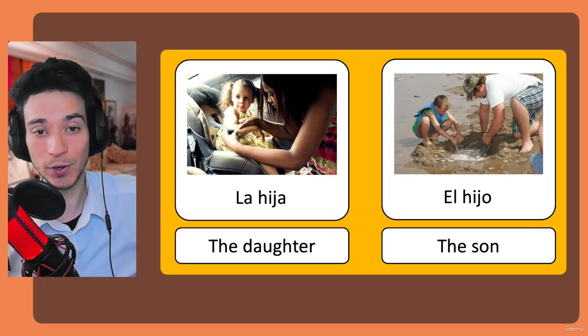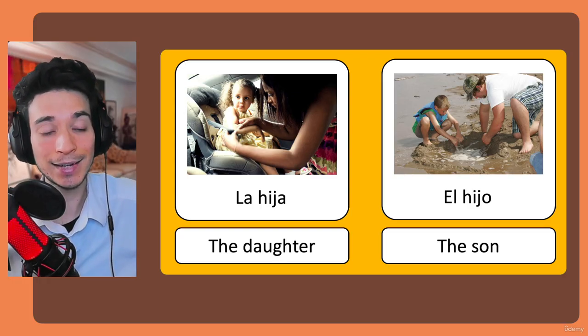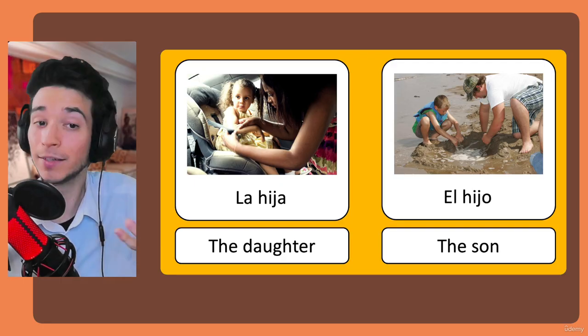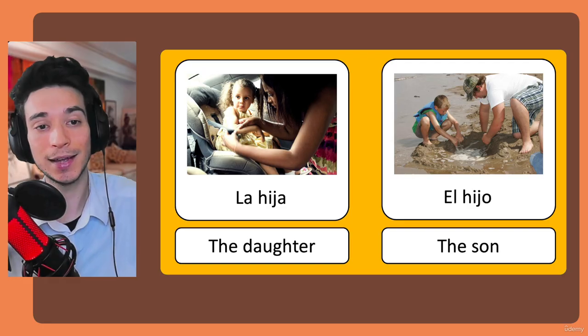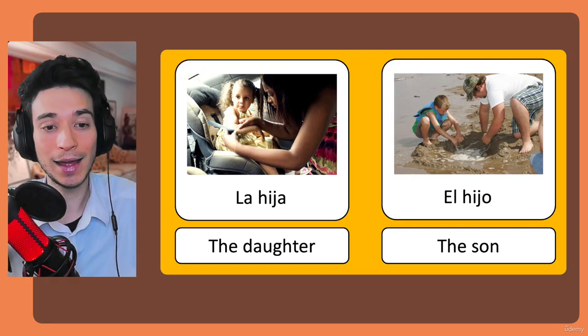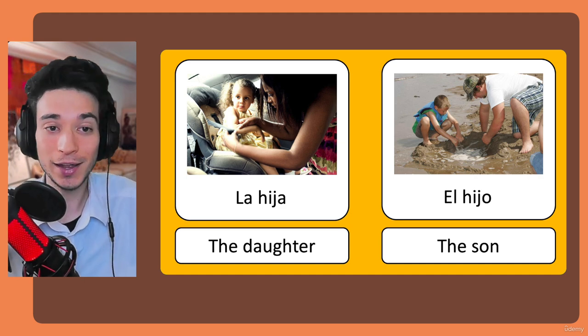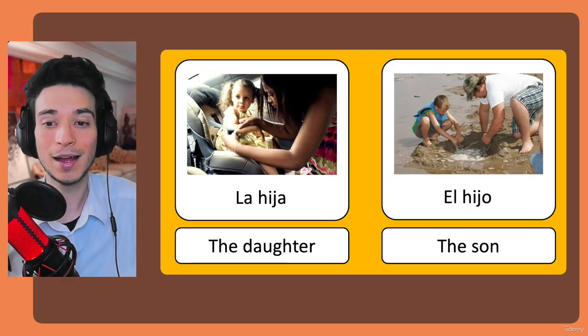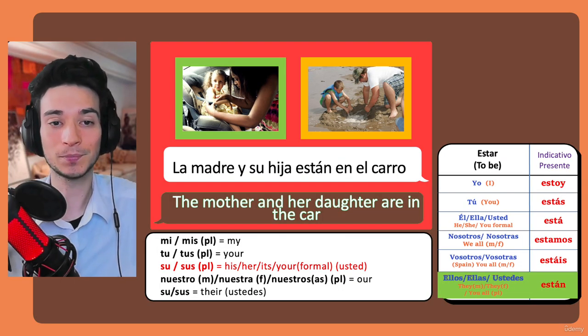Okay, and the next one we have is la hija, the daughter. And we also have el hijo, the son. And an easy way to remember these ones is that hija ends with the letter A, so it's female. And hijo ends with the letter O, so it's masculine. So A for female, O for masculine. Hija, hijo. And let's try the next one.